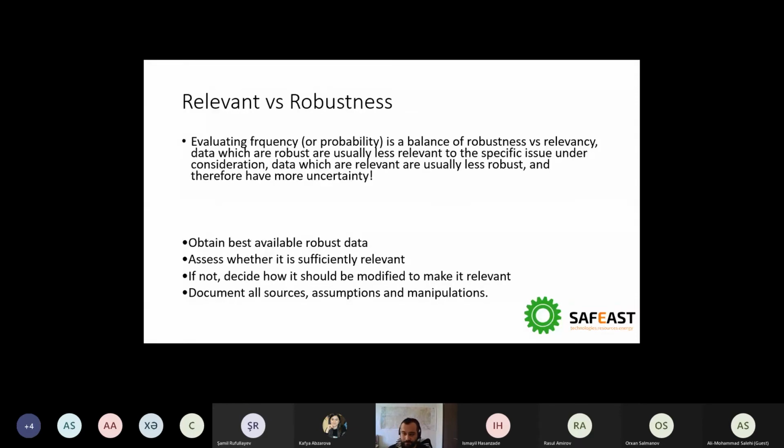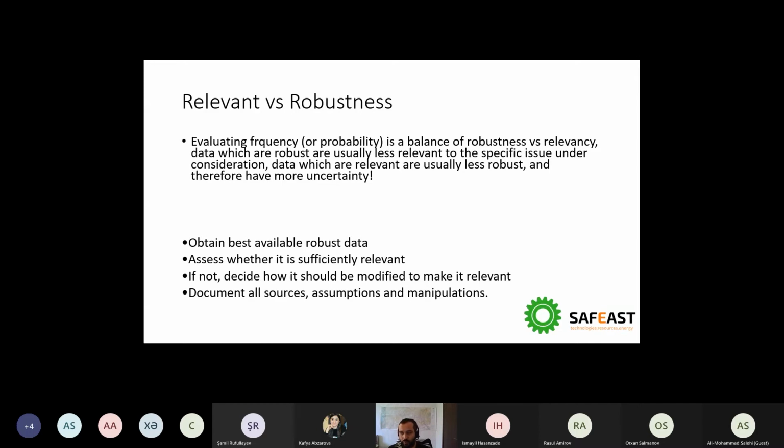And when we are doing likelihood analysis, there are two main concerns. The first question you should ask yourself is, is the data or the source I am using relevant? And the second one is robustness. How robust is the data? So when we are evaluating frequency or likelihood or probability, it's really a balance of robustness and relevancy.